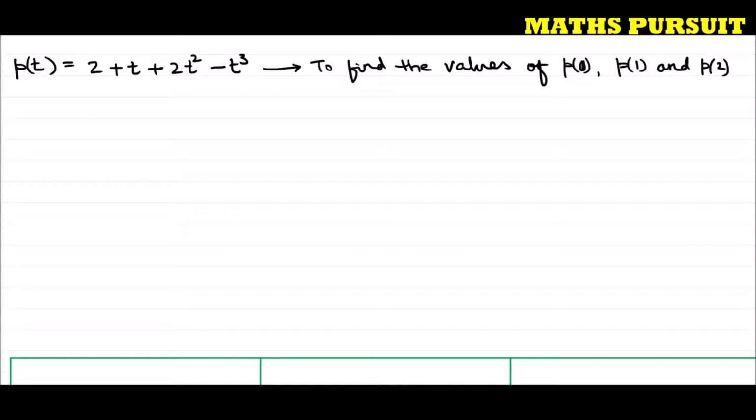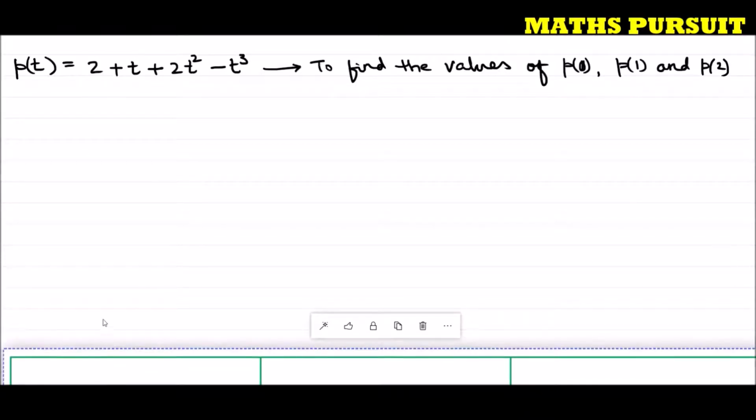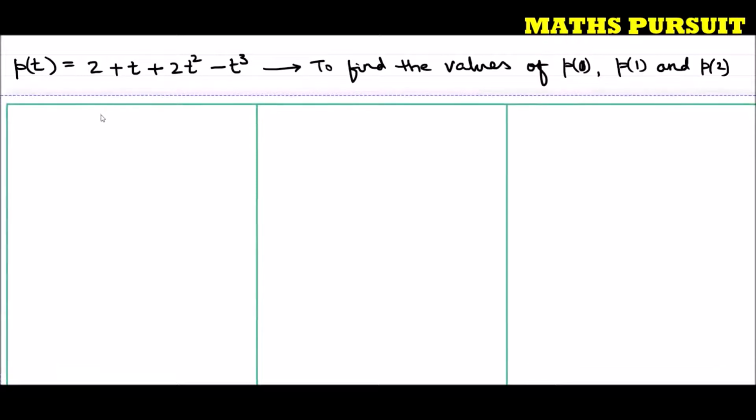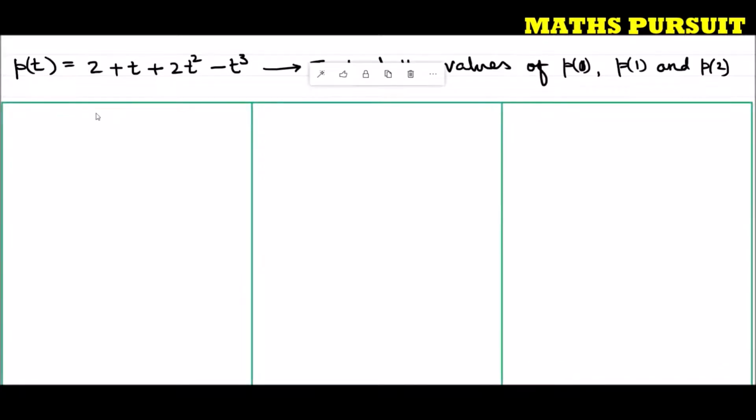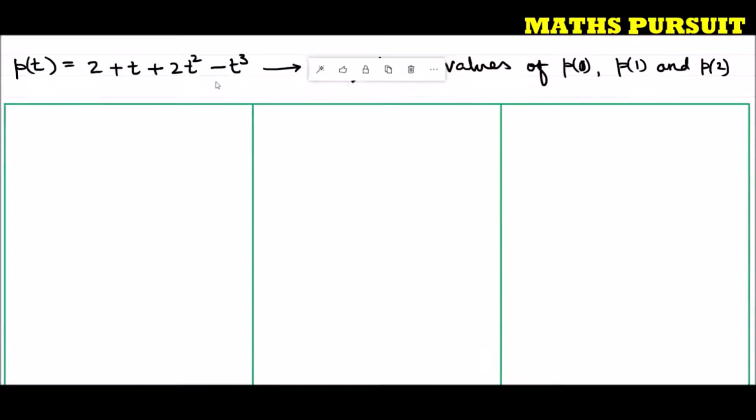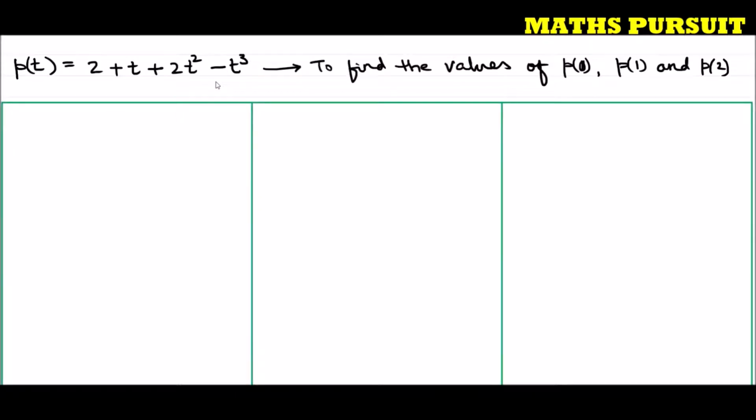This type of questions, guys, are very simple and very straightforward. So let us see how we can find out the values of P(0), P(1) and P(2). Let us take the help of this table, and we will be working out the values of all these three in this table only, so that it would be very easy to show our calculations.